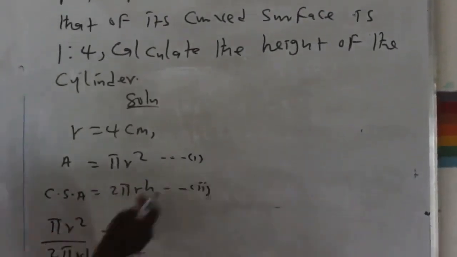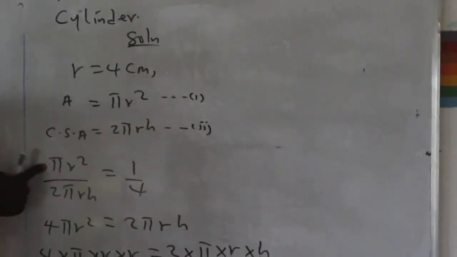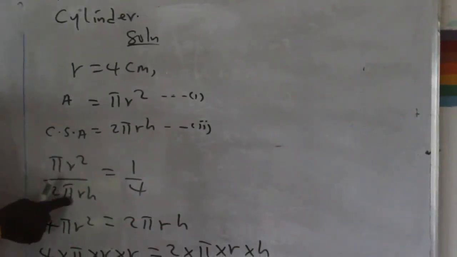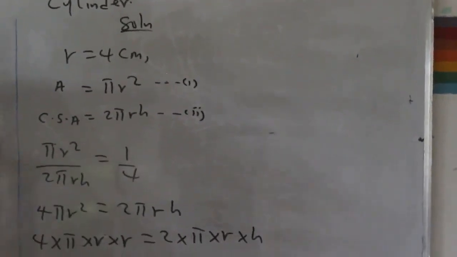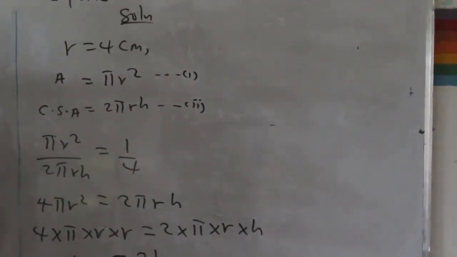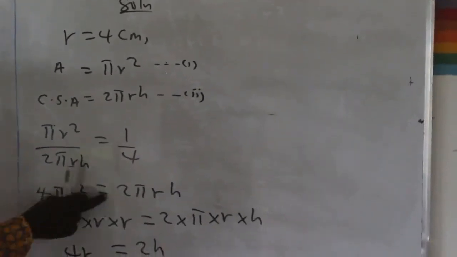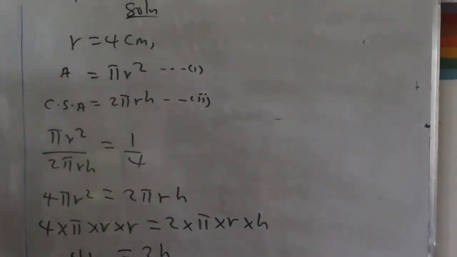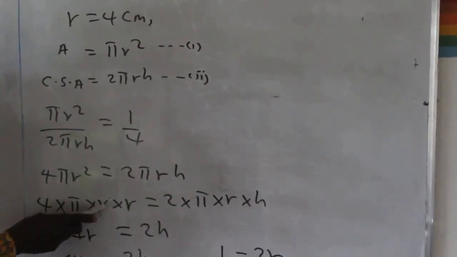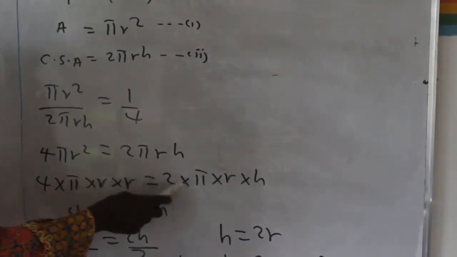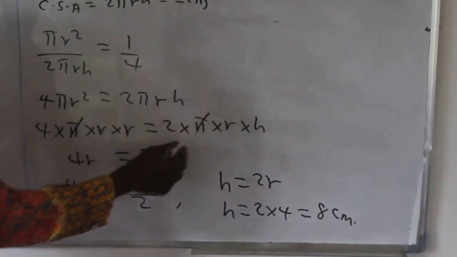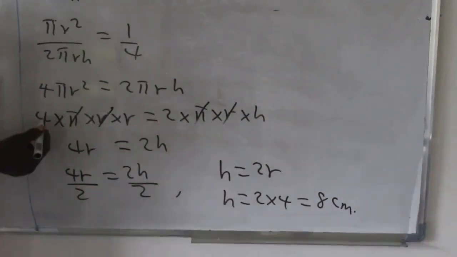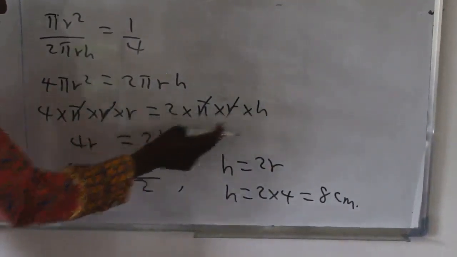That is why I have 1 and 2. So, since it is the ratio of the area, so ratio of that area, which is pi r squared over the curved surface area, equals 1/4. Then you now cross multiply. This will give you 4 pi r squared equals 2 pi r h, which is the same thing as 4 times pi times r times r equals to 2 times pi times r times h. Now you find out that pi will cancel pi, r will cancel r. So you are left with 4r equals to 2h.